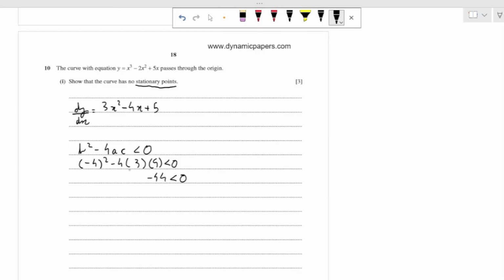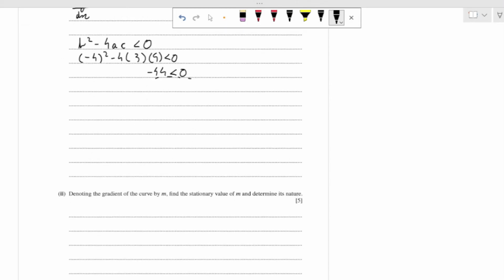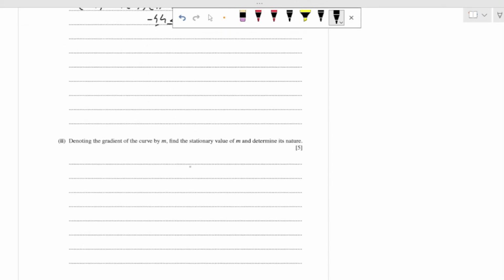And this proves that the derivative had no stationary points. The stationary points could not be calculated from the derivative because they are imaginary, and the inequality is also proved. So just because you have found this proof over here, that's more than enough to score you the 3 marks, because you have proved that the graph has no stationary points. Now part 2. Denoting the gradient of the curve by m, find the value of m and determine its nature.